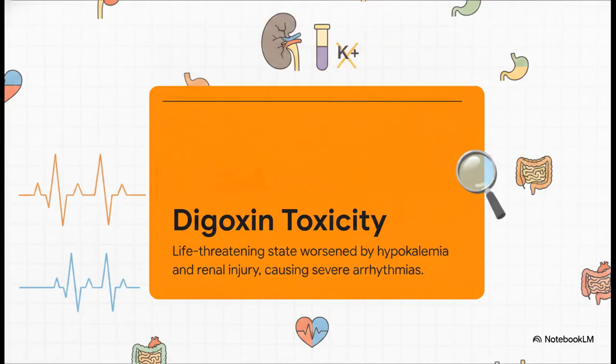Digoxin is another classic renally cleared drug where toxicity is famously worsened by underlying hypokalemia and kidney injury. With digoxin, severe gastrointestinal distress often precedes lethal cardiac arrhythmias. So if you suspect toxicity, you absolutely have to check a potassium level and get an ECG right away.